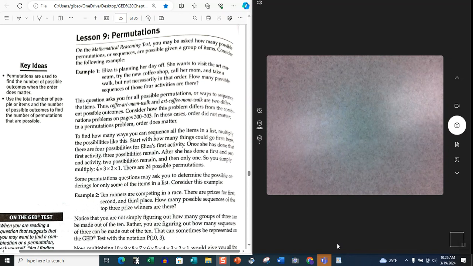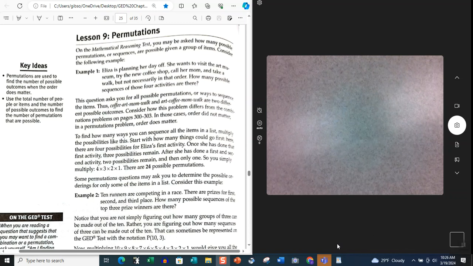The question asks you for all possible permutations, or ways to sequence the items. Thus, coffee, art, mom, walk, and art, coffee, mom, walk are 2 different possible outcomes. Consider how this problem differs from the combinations problems on pages 300 to 303. In those cases, order did not matter. In a permutation problem, order does matter. Define how many ways you can sequence all the items in a list.